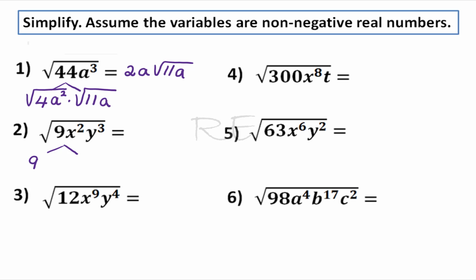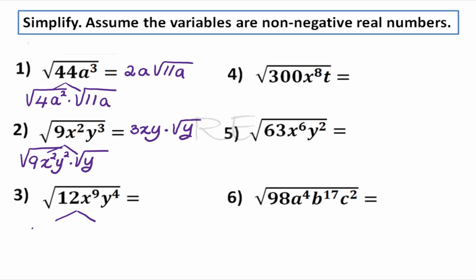9x squared y cubed. 9 is a perfect square, x squared is a perfect square, and y squared is a perfect square. We're left with y. The square root of 9x squared y squared is equal to 3xy. The answer is 3xy times the square root of y.